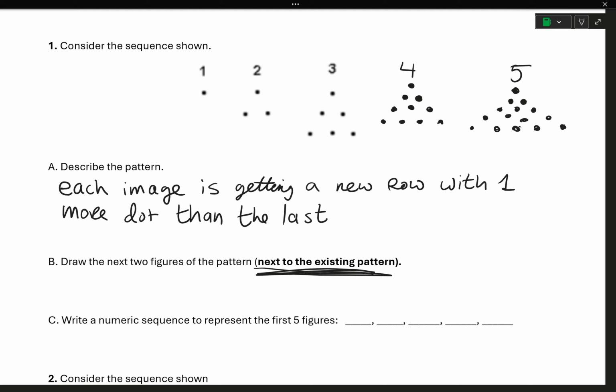For letter C, what I'd like us to do is to write a numeric sequence of the first 5 figures, which means I'd like us to count the dots. The first image has 1 dot. The second image has 3 dots. The third image has 6 dots. I got ahead of myself. The fourth image has 10 dots. The fifth image has 15. It's going to be important for your quiz to understand that numeric sequence refers to us making numbers out of the patterns.